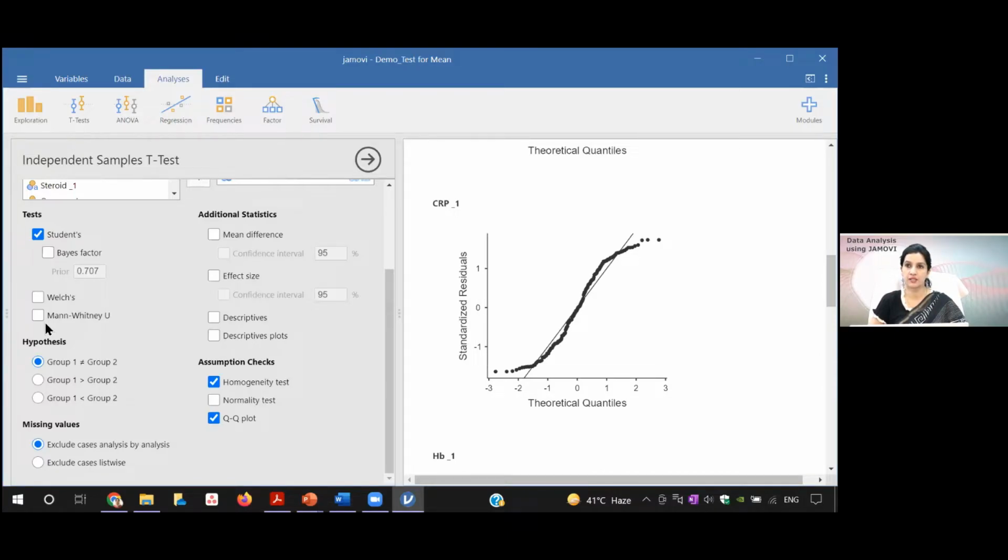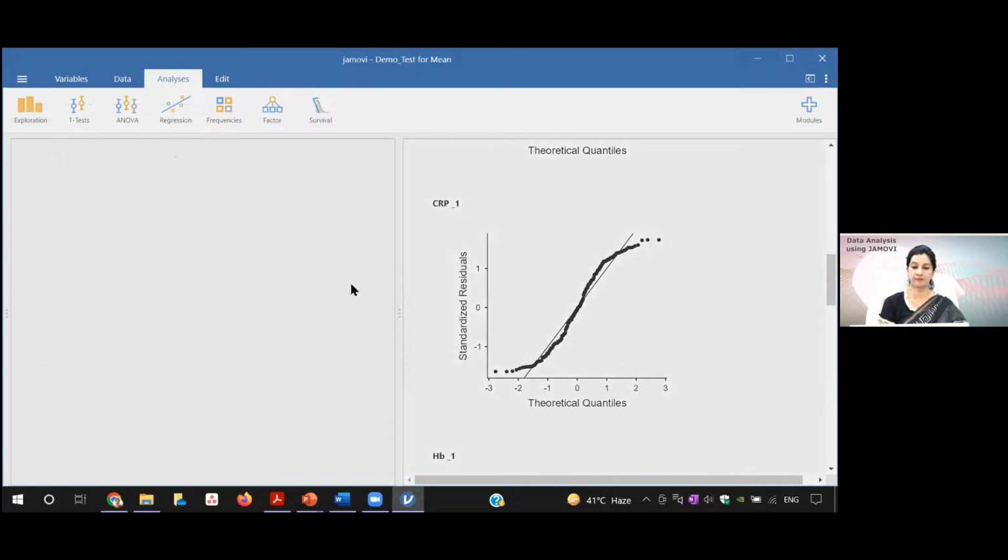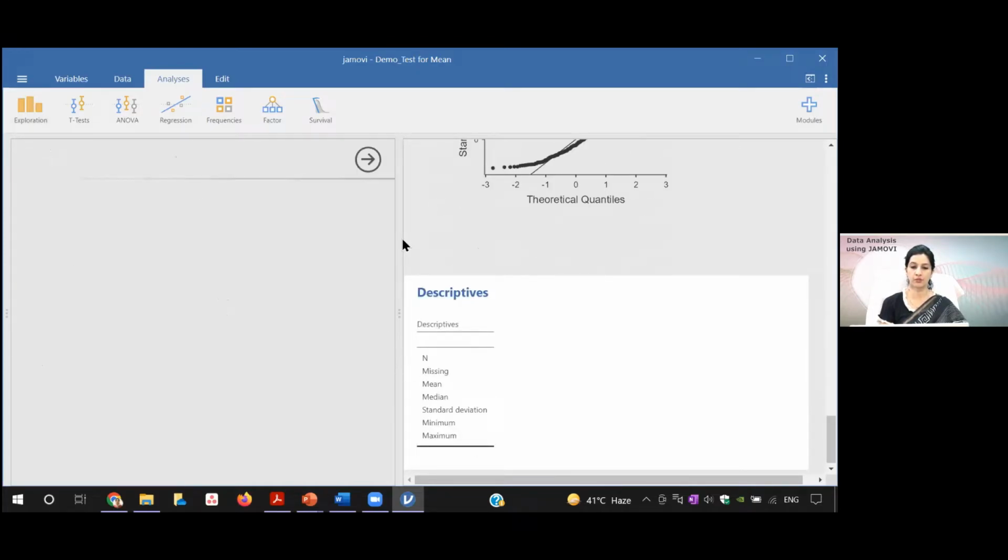Please type in the chat box, Mann Whitney. Yes, right. And before I go to, because in the assumptions you have to comment regarding the box plot also.